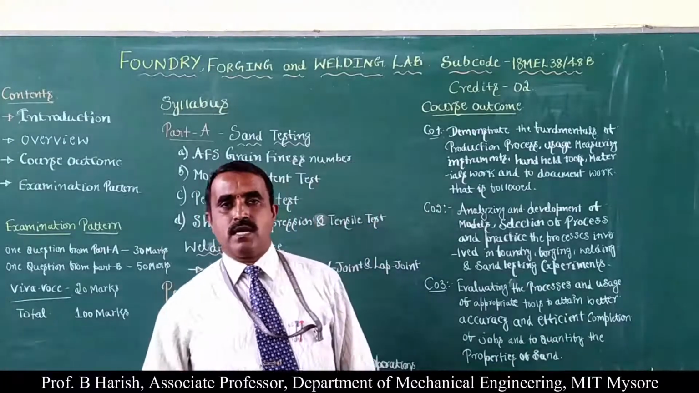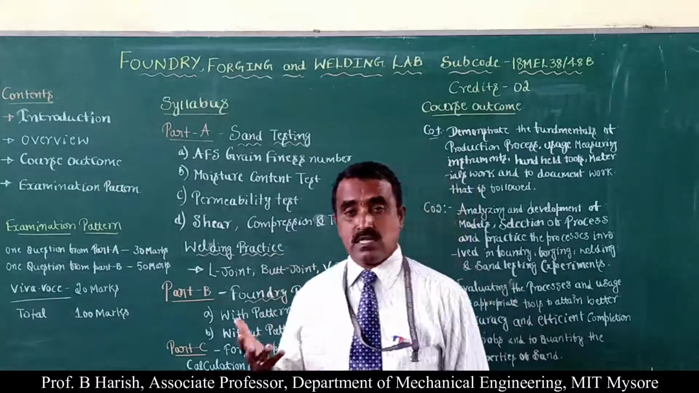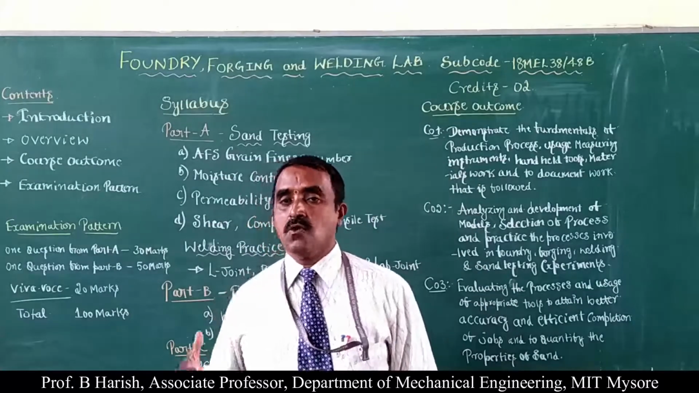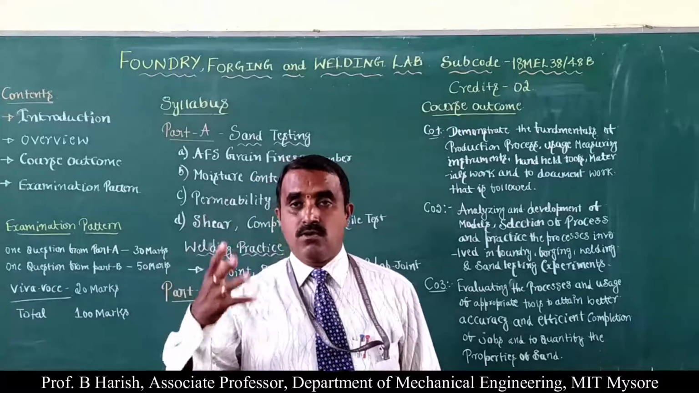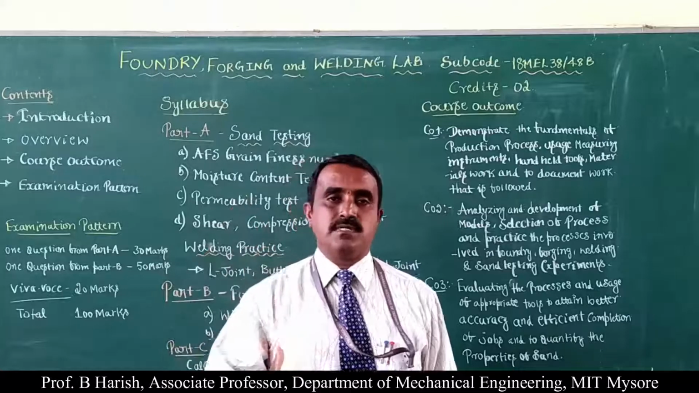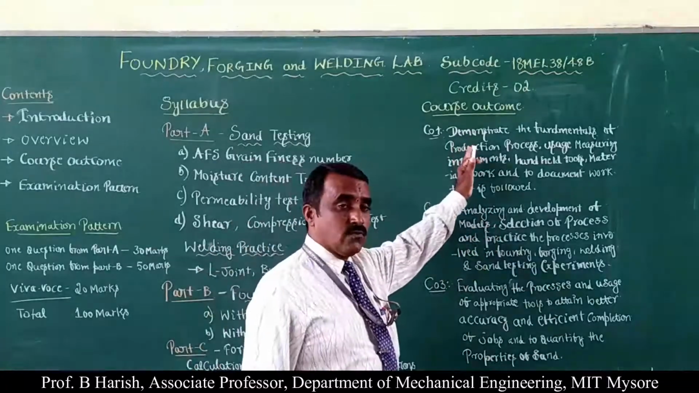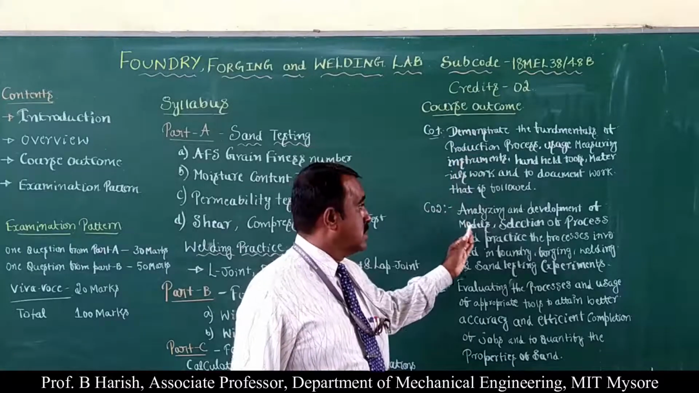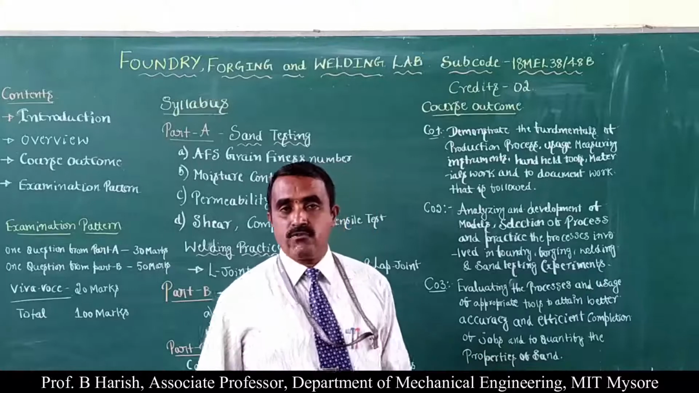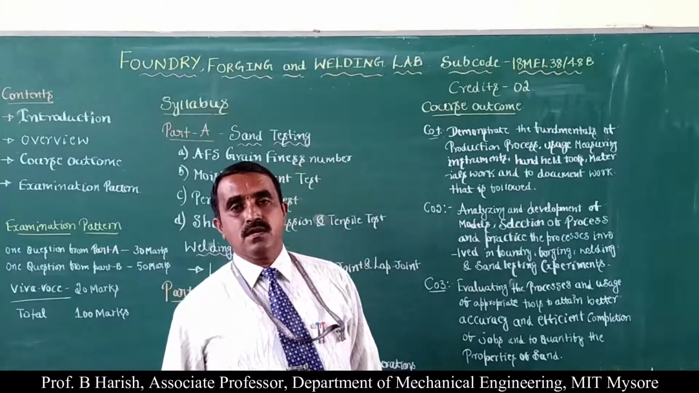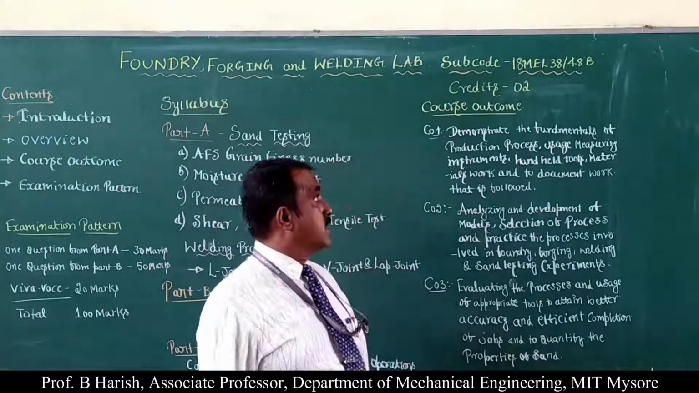So what are the properties of sand? We are considering different types of sands. What is the tensile strength? What is the compressive strength? What is the shear strength? What is the percentage of moisture content? So you can quantify that. That is the third CO. So 3 COs: basic concepts, then analyzing, then third, carrying out the process and quantifying it. These are the 3 course outcomes of this particular lab: foundry, forging and welding.